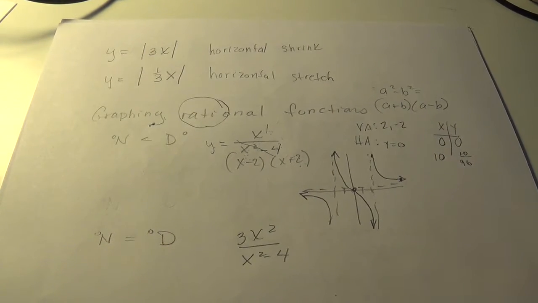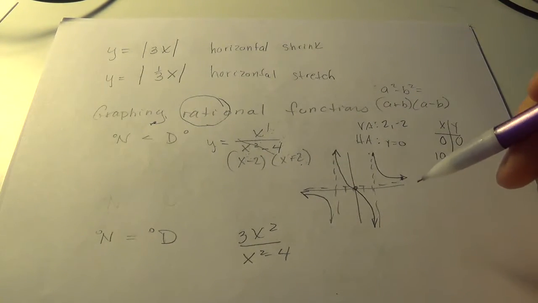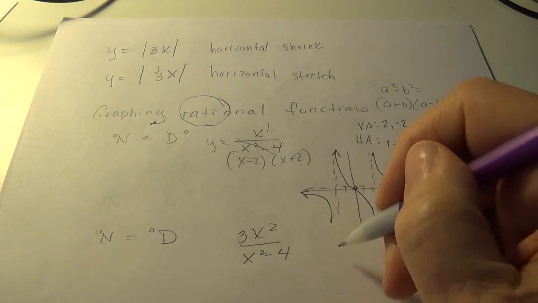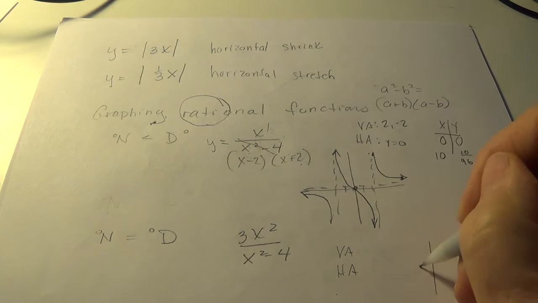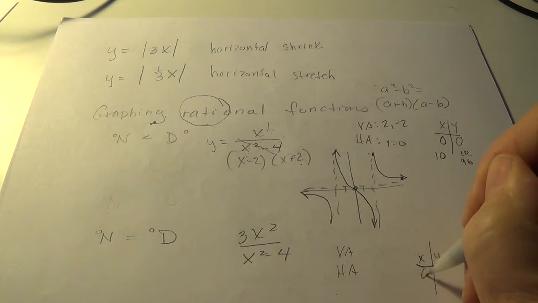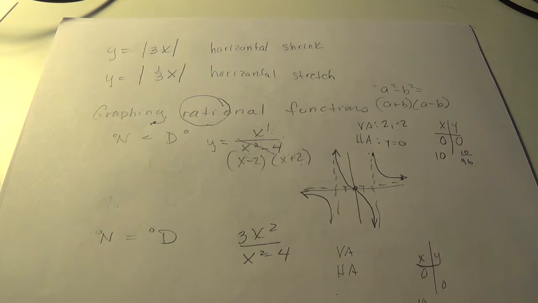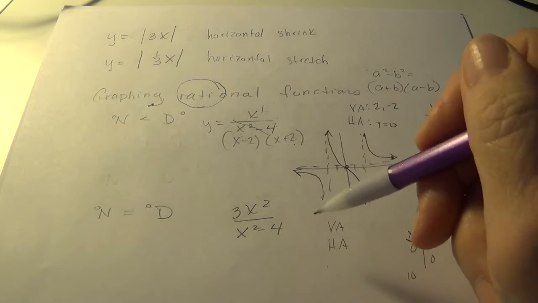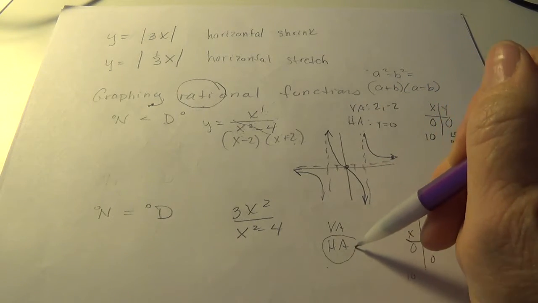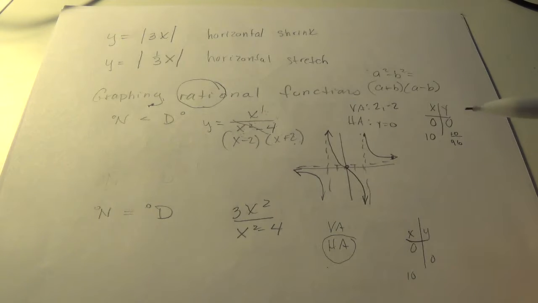How that will change, and I'm not going to do this one out entirely, but on this one we'll still do VA, HA, XY chart, 0, 0, 10. Still do the same thing. The only difference is that this right here works differently. It's no longer y equals 0.